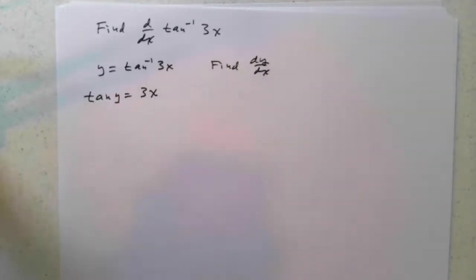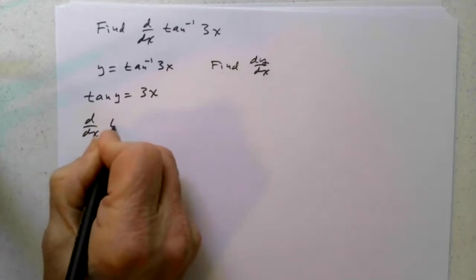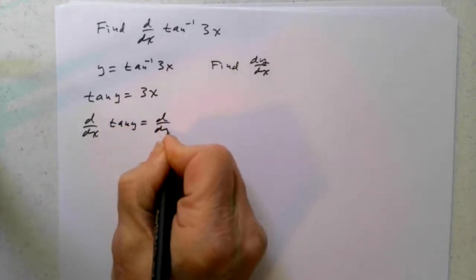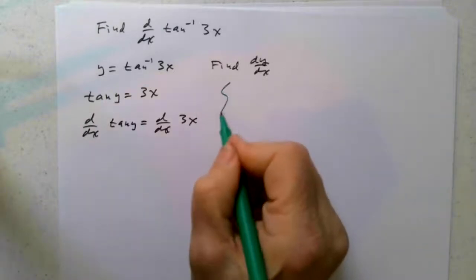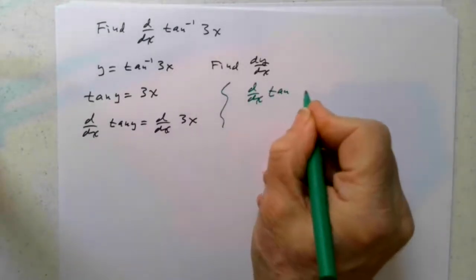Then we want to take the derivative with respect to x of both sides. The derivative with respect to x of tangent y, that'll be a little bit of work. The derivative with respect to x of 3x, that's pretty straightforward. So how do we do the derivative with respect to x of tangent y?